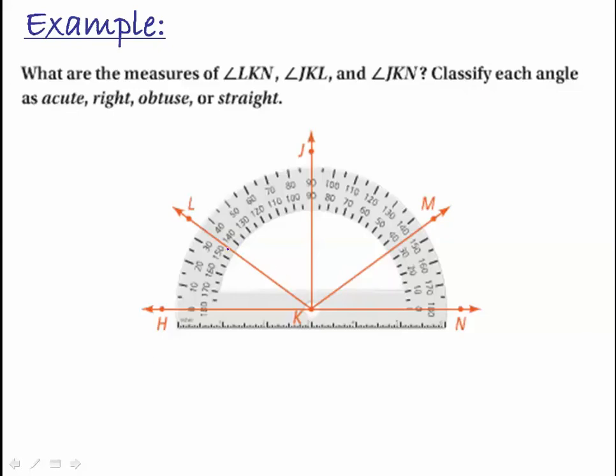So let's look at how to measure some angles with a protractor. Our first angle, angle LKN, if we trace it, we can look at this and see that LKN looks like an obtuse angle.